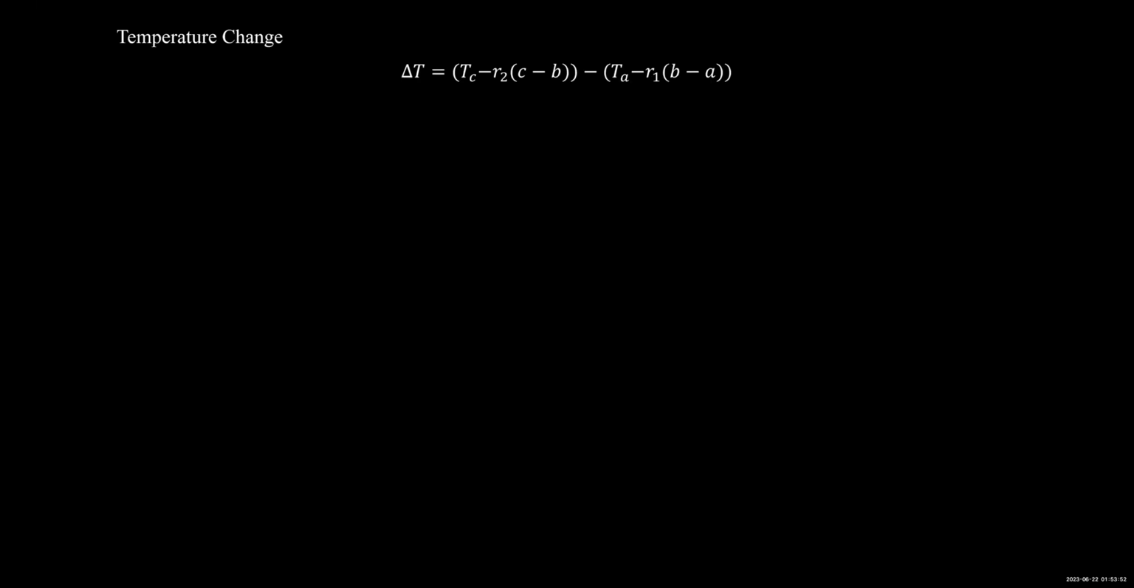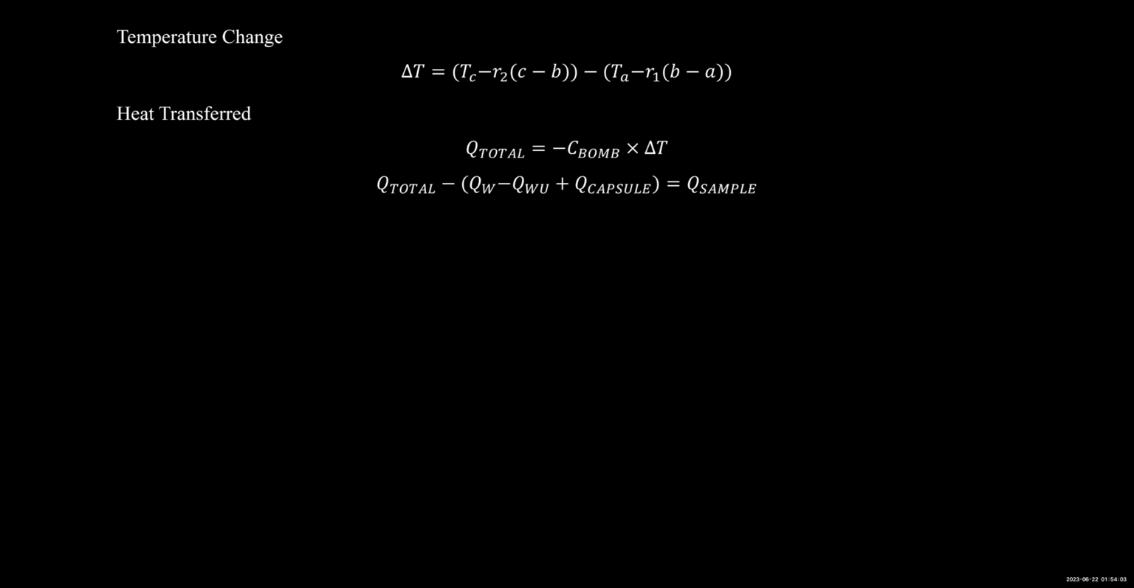So the first equation is the temperature change that is calculated using various points on the experimental curve, which I will show later. The heat transfer total energy is defined as Q total, and its components are heat capacity of the calorimeter, which is C bomb, times the change in temperature. The sample energy is found by considering the difference in the total energy and that of the ignition wire, QW, the remaining wire, QWU, and the capsule, QCapsule. The capsule was used in the case of cyclohexane for sample.